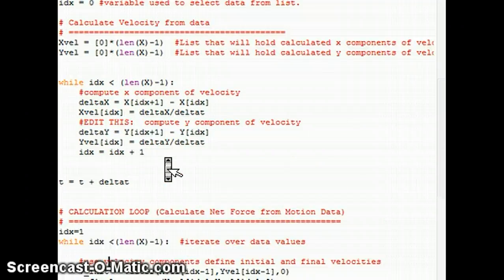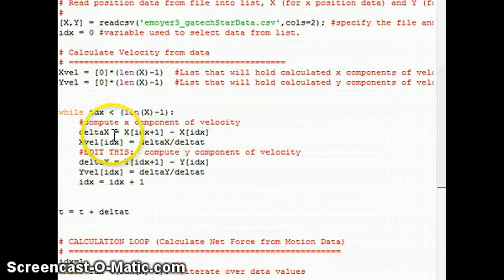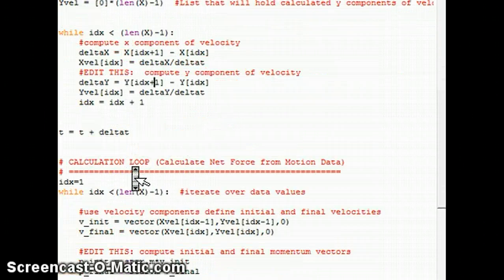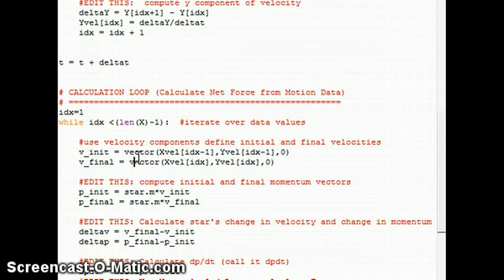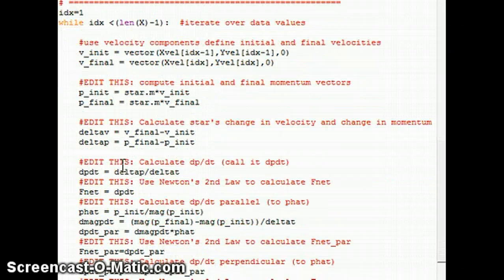You can see that each component was altered. First, the actual positions of the star data was read from a file that was previously downloaded, and it was imported into VPython to read. And from here, each of the delta x and delta y were altered to make sure they were reading the accurate data. And from here, the v initial and the v final were used to approximate the momentum, which also included using the star's mass, which was previously stated.